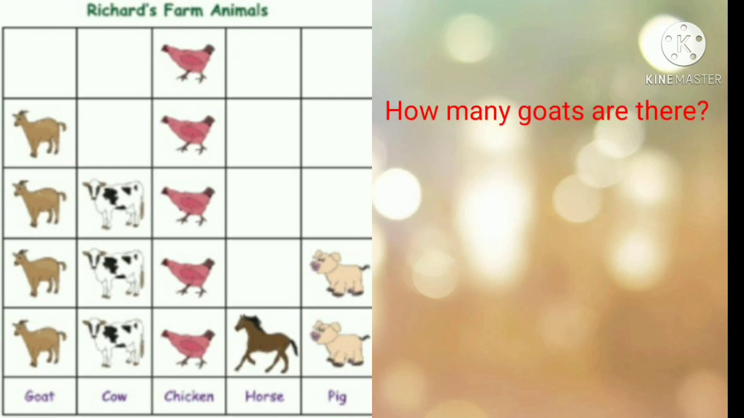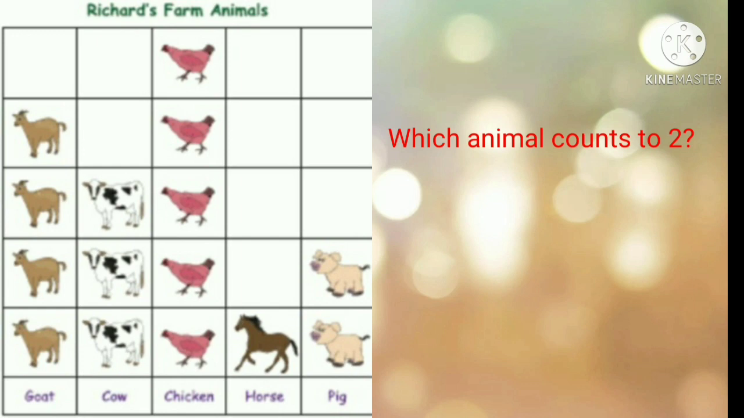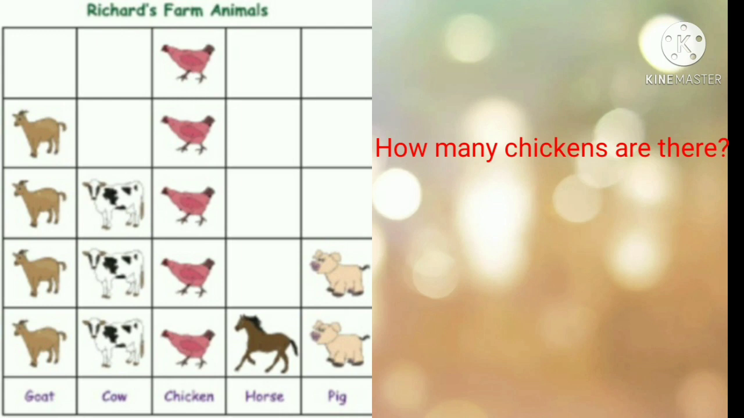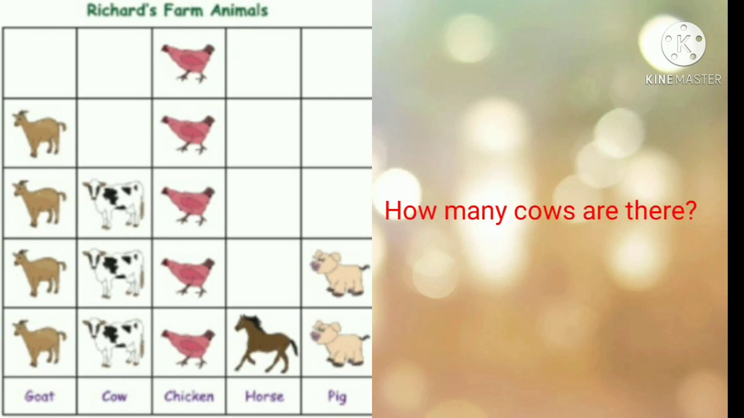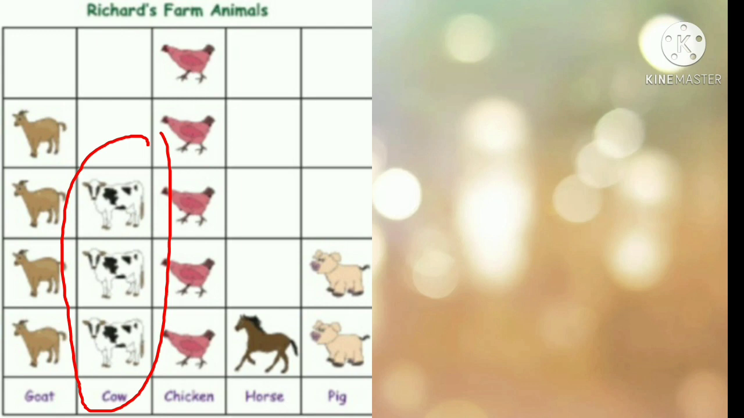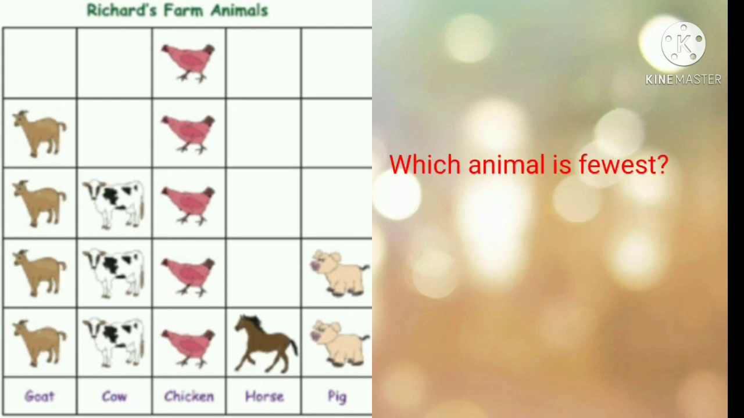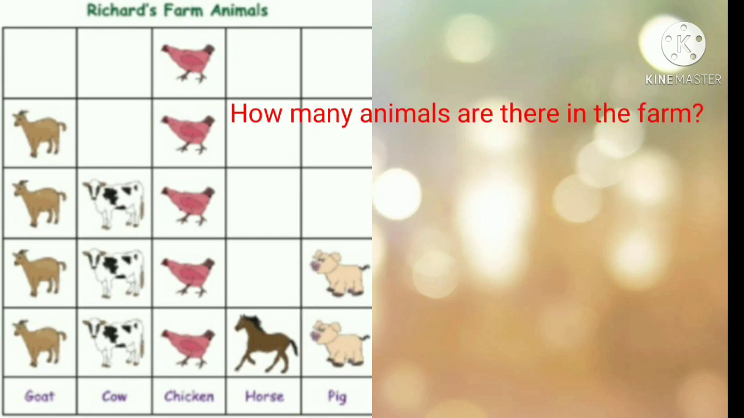The first question, how many goats are there? See children, here we can see 4 goats. So there are 4 goats in Richard's farm. The next question, which animal counts to 2? Yes, pig. The third question, how many chickens are there? Let us count. 1, 2, 3, 4, 5. There are 5 chickens. The next one, how many cows are there? See children, there are 3 cows. The next question, which animal is fewest? Yes, horse. The last question, how many animals are there in the farm?